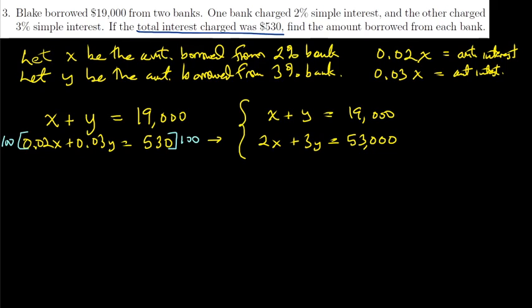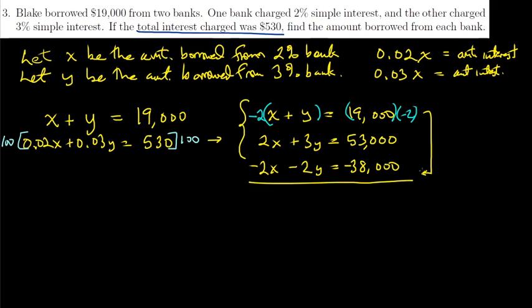And we can go back to our usual method of elimination, or the method of addition. If I want to eliminate x, I just need to multiply the first equation by -2, again on both sides. And if I do that, what do I get? I get -2x plus -2y equals -38,000.